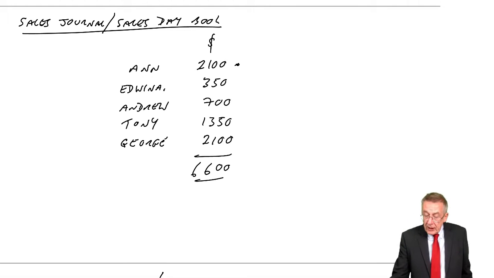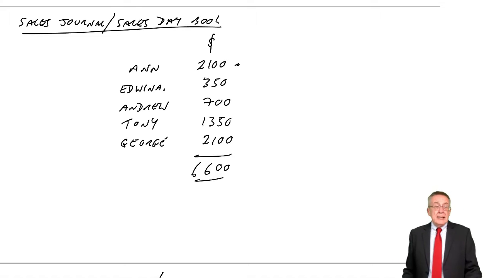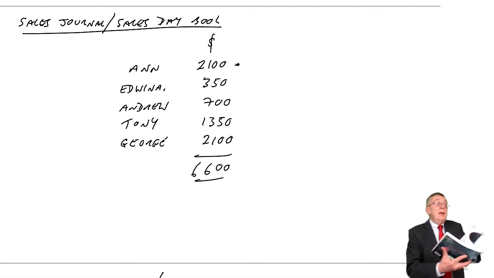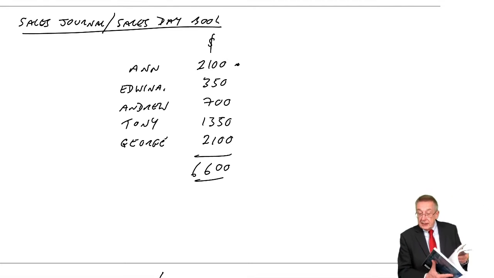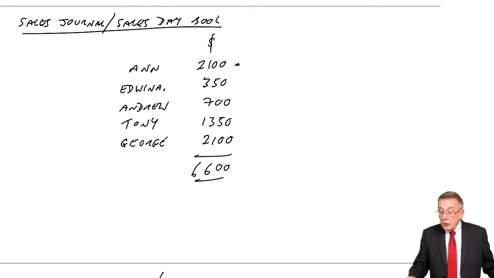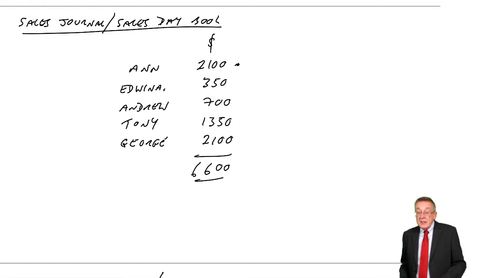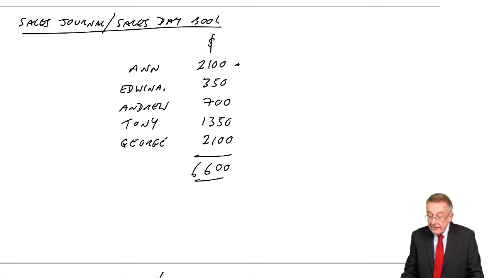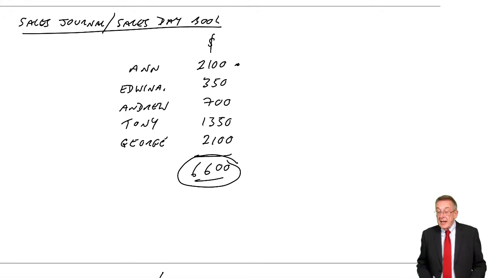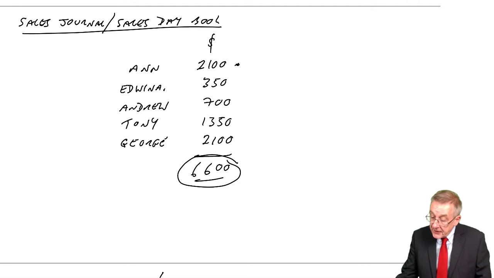Except we've got 5 sales. In practice there could be 5,000. And it'll be a bit silly and unnecessary to say, debit receivables, credit sales for 2,100, debit receivables, credit sales for Edwina, 350, and so on for all of them. So instead of doing each one separately, we simply take the total and do one big debit and one big credit. The total is 6,600.